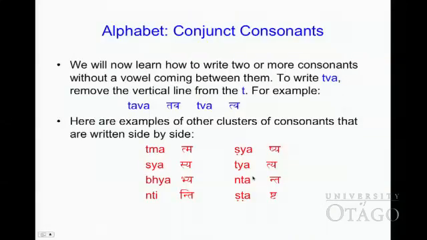Now let's start to study the conjunct consonants. We will now learn how to write two or more consonants combined without a vowel coming between them. To write tua, remove the vertical line from the T. For example, when you write ta, wa in Devanagari, you remove the vertical line here and it will be tua.